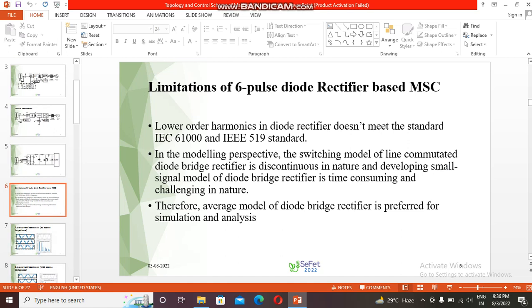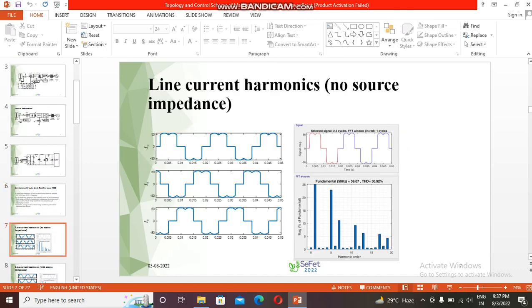So what are the limitations of this particular scheme? The lower order harmonics in the diode rectifier do not meet the IEC 61000 and IEEE 519 standards. In the modeling perspective, the switching model of the line commutated diode bridge rectifier is discontinuous in nature, and developing a small signal model of the diode bridge rectifier is time consuming as well as challenging. Therefore, the average model of the diode bridge rectifier is preferred.